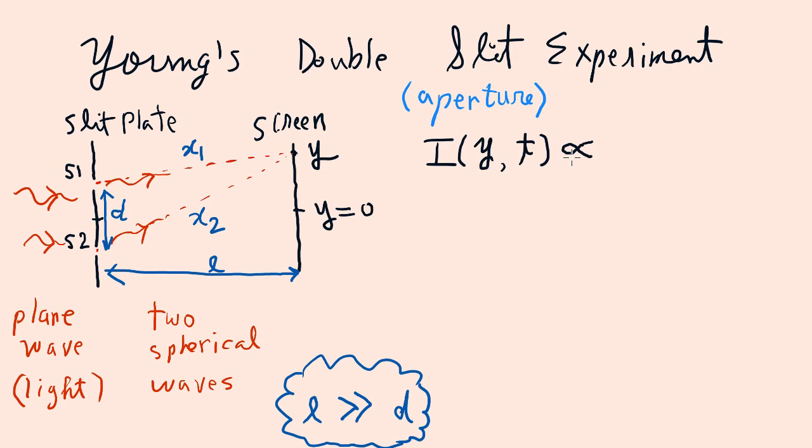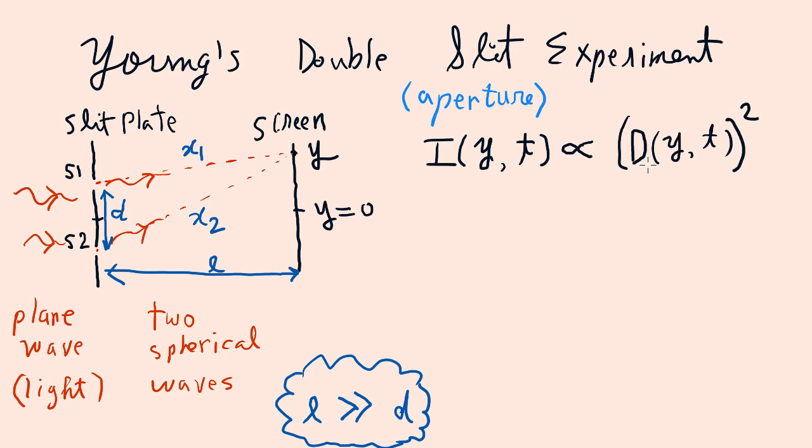And so intensity is proportional to this dy(t) squared. I will call this whole thing d as amplitude, because that is customary to do so. It's not just a constant A we call amplitude. Sometimes we call this wave field d(y,t) or d(x,t) an amplitude. So intensity is proportional to amplitude squared.